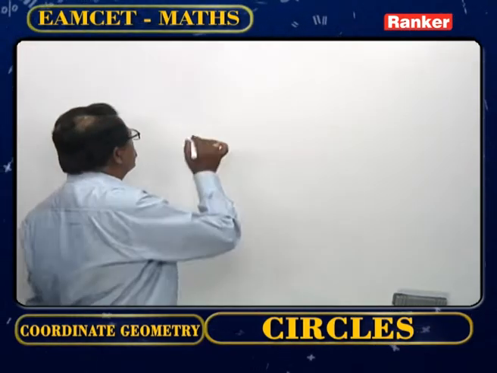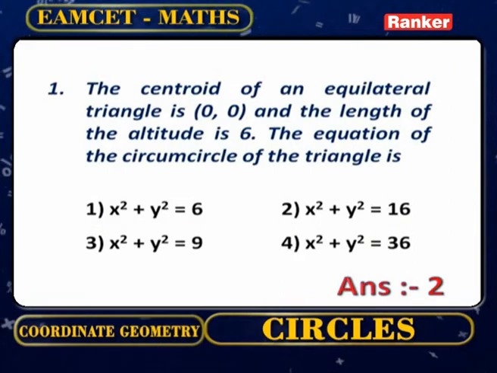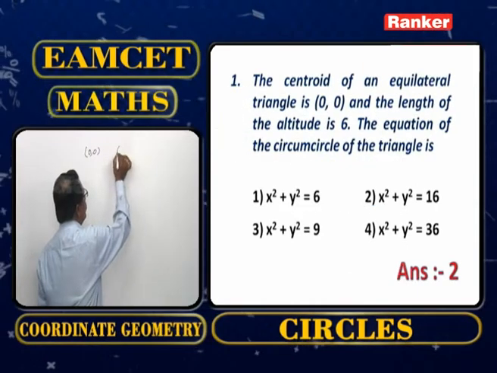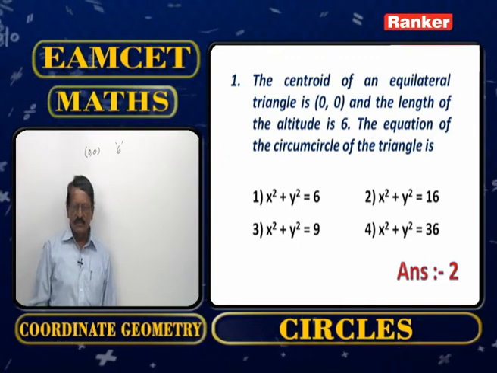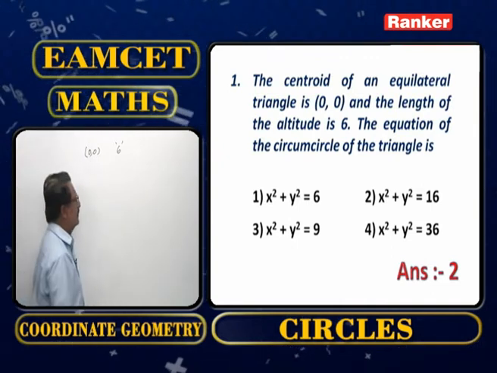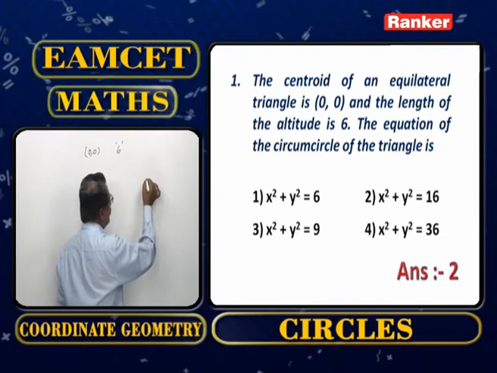Now, first problem. The centroid of an equilateral triangle is 0, 0 and the length of the altitude is 6 units. Find the equation of the circumcircle of the triangle.